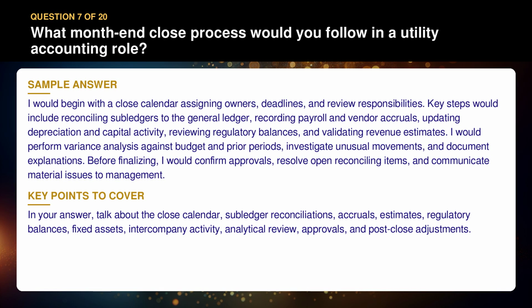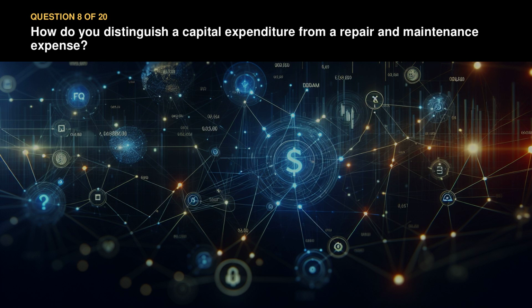approvals, and post-close adjustments. Question 8. How do you distinguish a capital expenditure from a repair and maintenance expense?